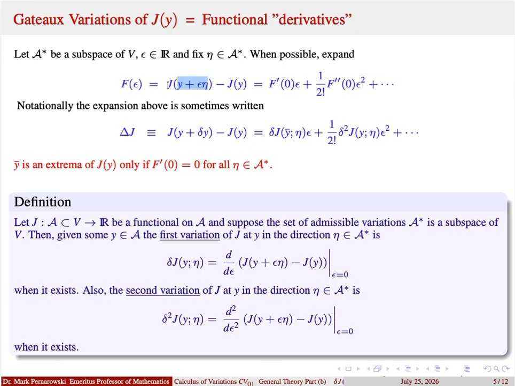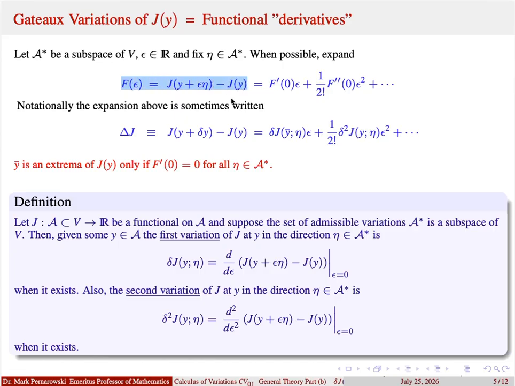So I've got J evaluated at something in the set A minus J at something that's in the set A. This is this function here, f of epsilon. So I fix a y, I fix an eta, and I say, look, I'm going to multiply this by epsilon, and epsilon could be 0, 0.1, 0.2, whatever. That makes a function of epsilon. So for a fixed y and eta, this whole thing is a function of epsilon.